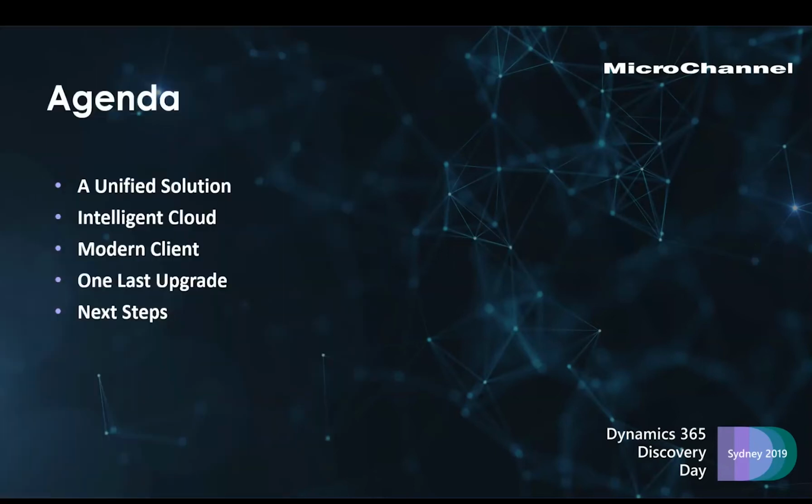What we're going to cover in this presentation is Business Central as a truly unified solution, how Business Central can utilise the intelligent cloud and Azure AI services, what the Business Central modern client looks like and how that may differ from traditional Dynamics NAV. We'll answer the question as to whether it's really one last upgrade once you move to Business Central in the cloud, and what are the next steps that you can take on that journey.